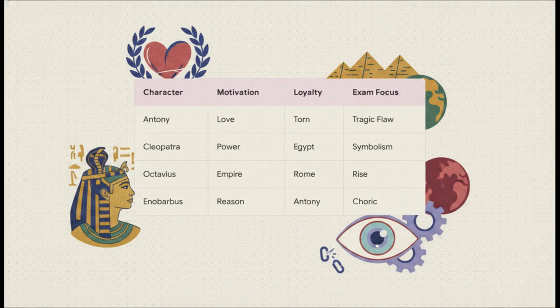But definitely look at Enobarbus at the bottom. He's motivated by reason and duty, serving as the choric figure, basically the voice of objective reality for the audience, until things get so bad that even he abandons Antony.